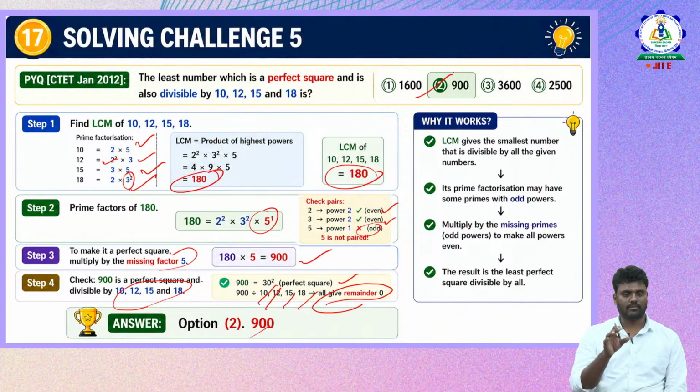So first we identify the LCM. Then after identifying the LCM, identify the prime factors of 180 and check the pairs.